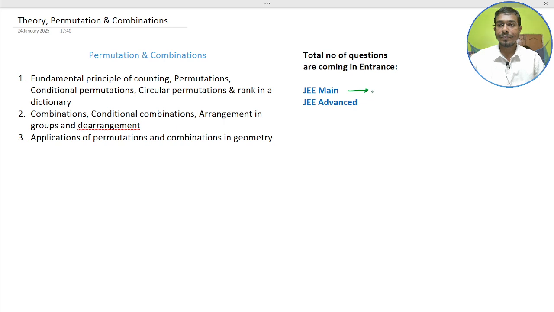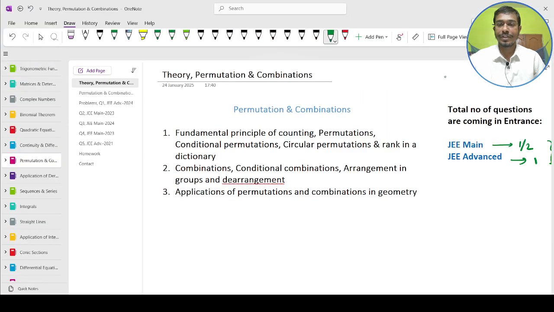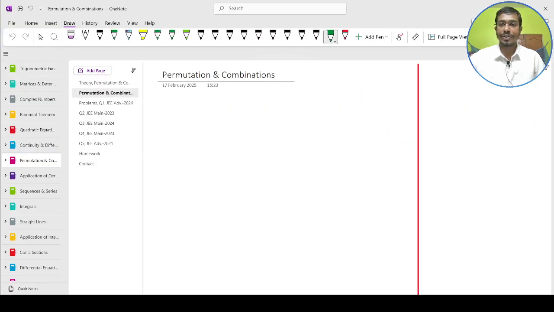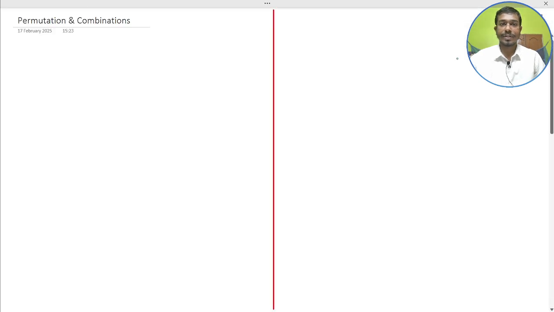There are 1 or 2 questions from this chapter, permutation and combination, and in the JEE Advanced, 1 question is coming from this chapter. So let's get started. First of all, we now discuss the chapter summary in a nutshell. The first one, the product rule.